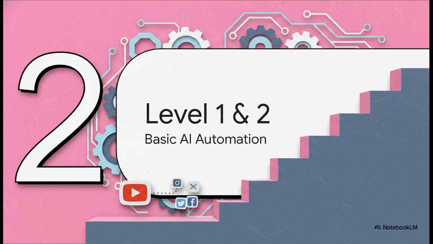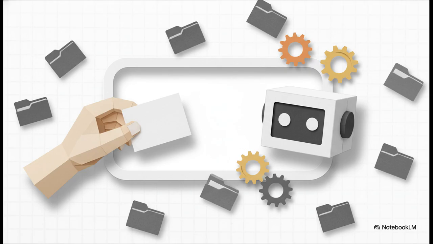Let's look at how content repurposing, like taking a YouTube video and turning it into social posts, looks at the very foundation of our staircase. So at level 1, you're doing a lot of the heavy lifting. You manually paste a video transcript into a chat window, you ask for a LinkedIn post, and the AI writes something fine. I mean, maybe it has way too many emojis, but it's okay.